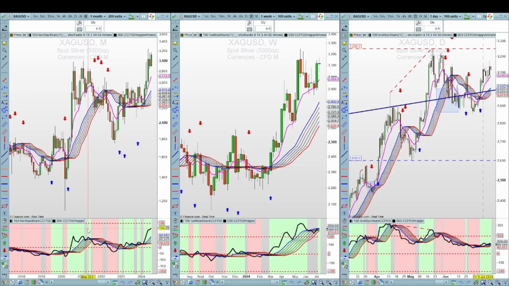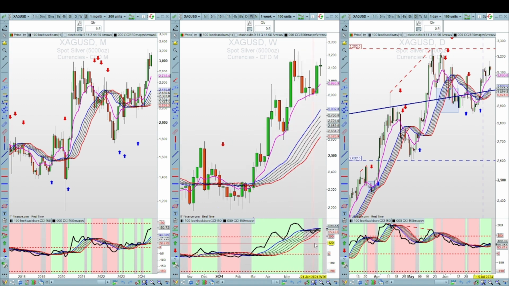So silver is looking bullish also on the monthly. On the weekly, there's a fresh breakout on the bullish movement. So the weekly is bullish as well after being bearish for a number of weeks there within that range. And on the daily, it's a fresh breakout on the bullish side, but very weak.